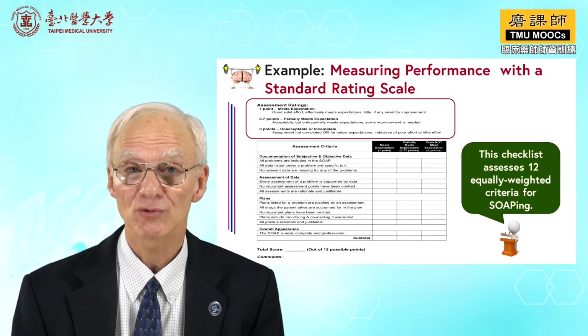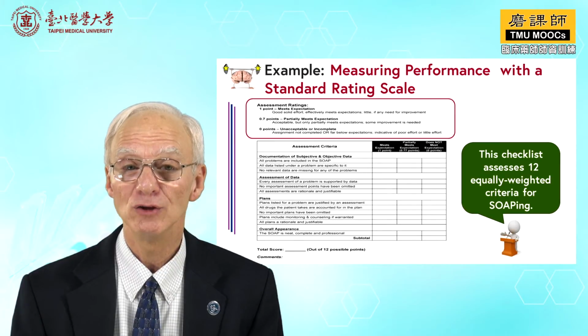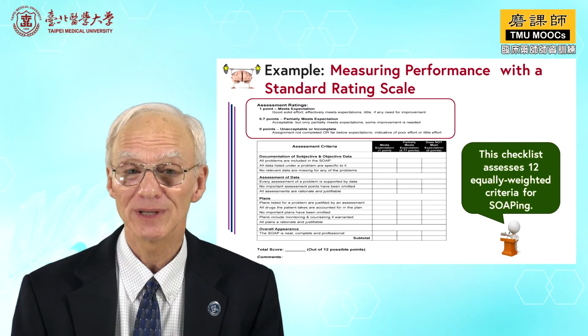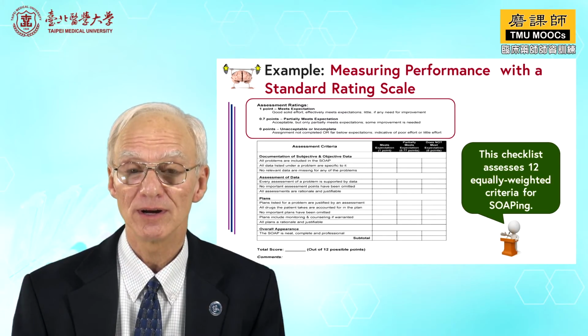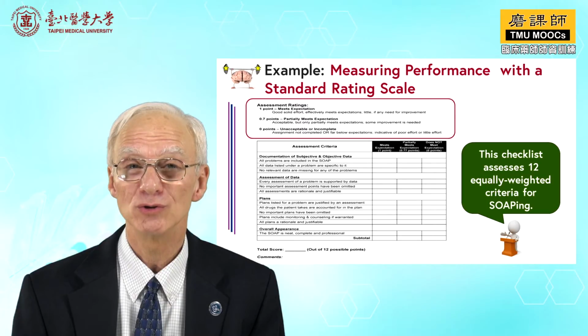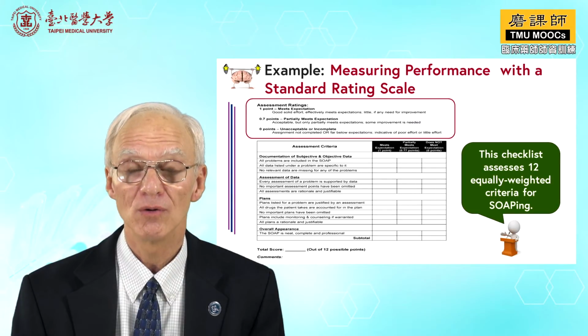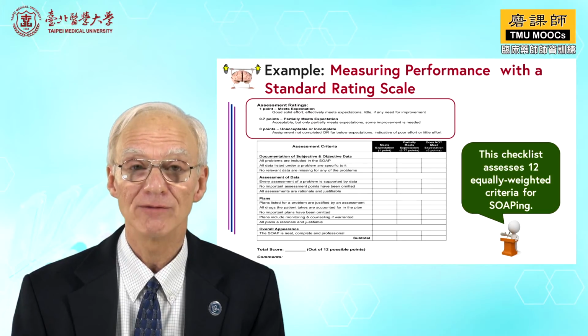In this case, it was a 3-level rating scale with 1 point being assigned for meets expectations, 0.7 points for partially meets expectations, and no points for unacceptable or incomplete. Each of the 12 criteria identified in this assessment tool, which was used to evaluate a student's soaping of a patient, each of the 12 criteria were evaluated using the exact same scale. So the student received a 1, a 0.7, or 0 for all 12 of the criteria. And then the grade was represented by the average, or the sum, in this case, out of 12 possible points.